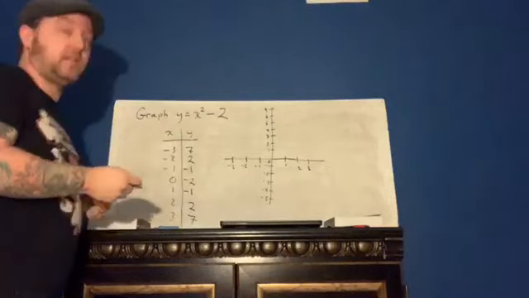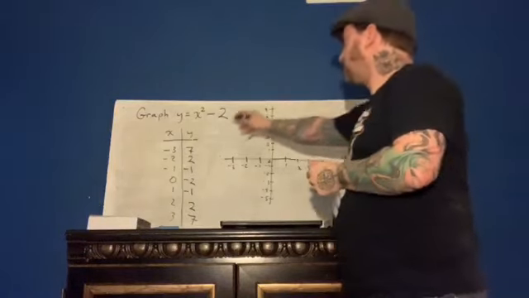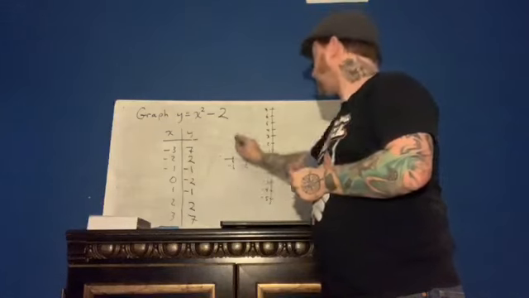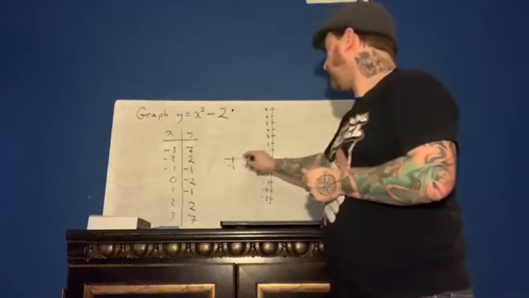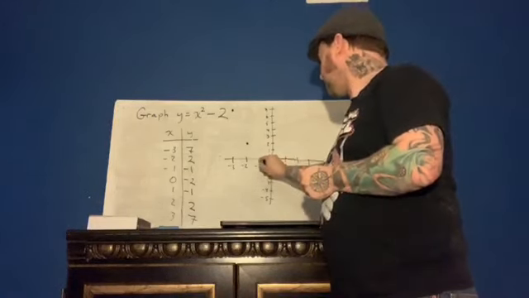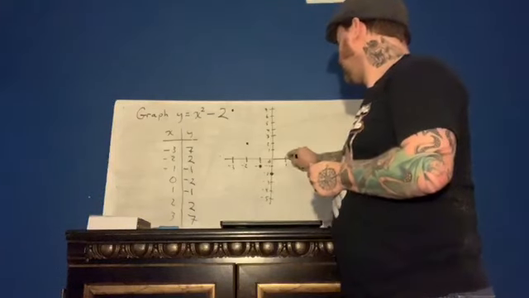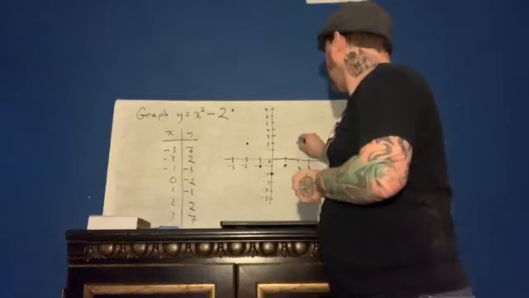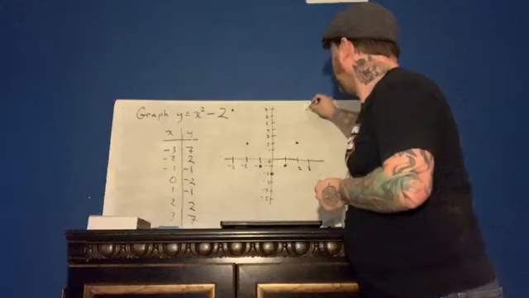Okay, so let's plot these and see what the shape is. So if x is negative 3, y is 7. Left 3, up 7. Draw a point. Negative 2, up 2. Negative 1, down 1. Over 0, down 2. To the right 1, down 1. To the right 2, up 2. And to the right 3, up 7.